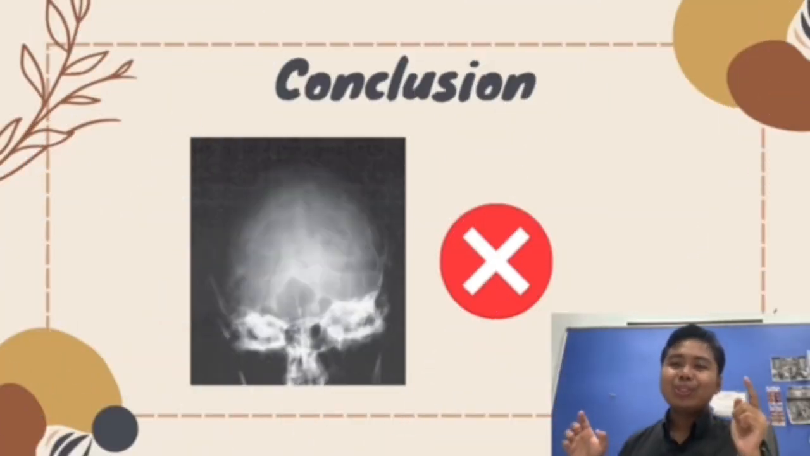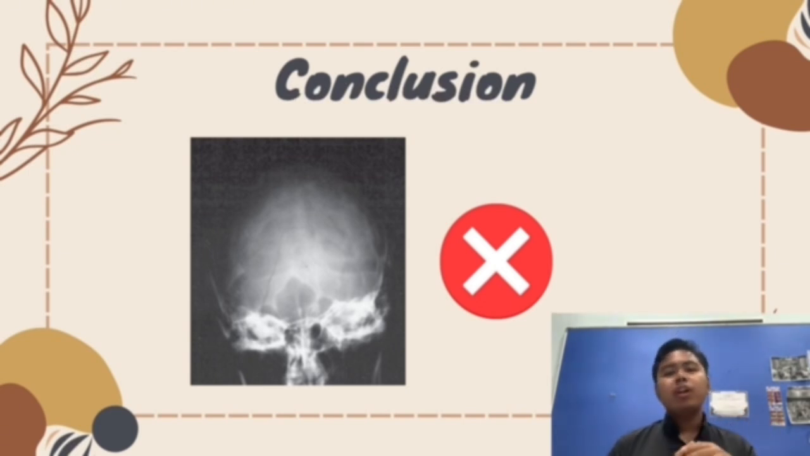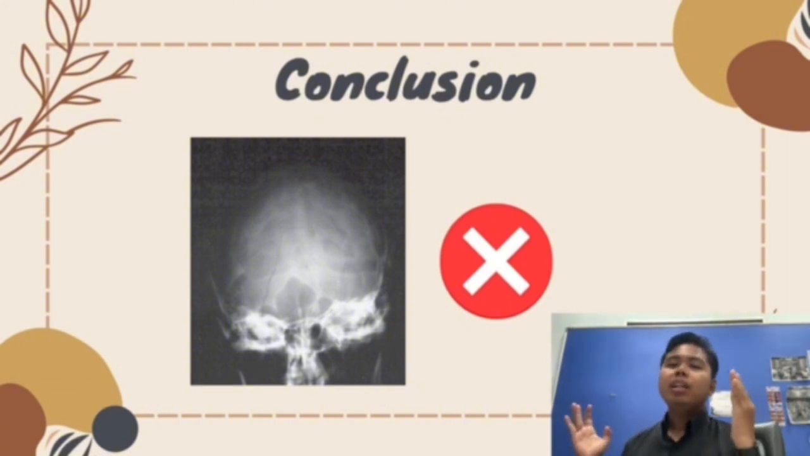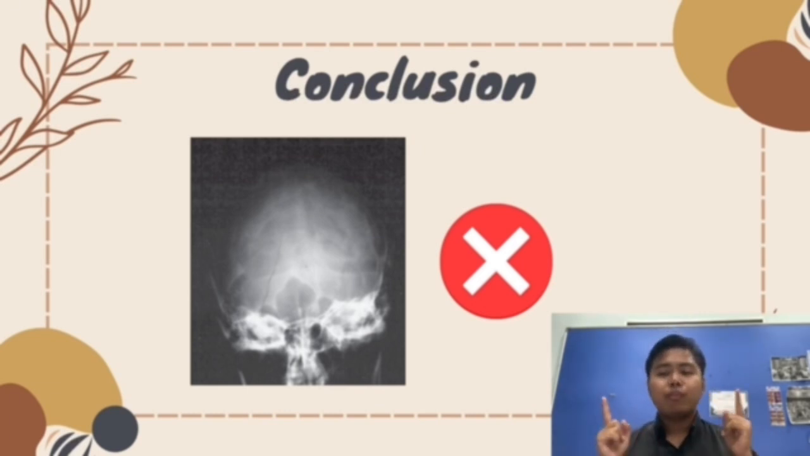Now we will go to the conclusion. For the epiaxial skull or Town method that I provided, which is an abnormal radiograph, this radiograph is not acceptable at all. Because of what?